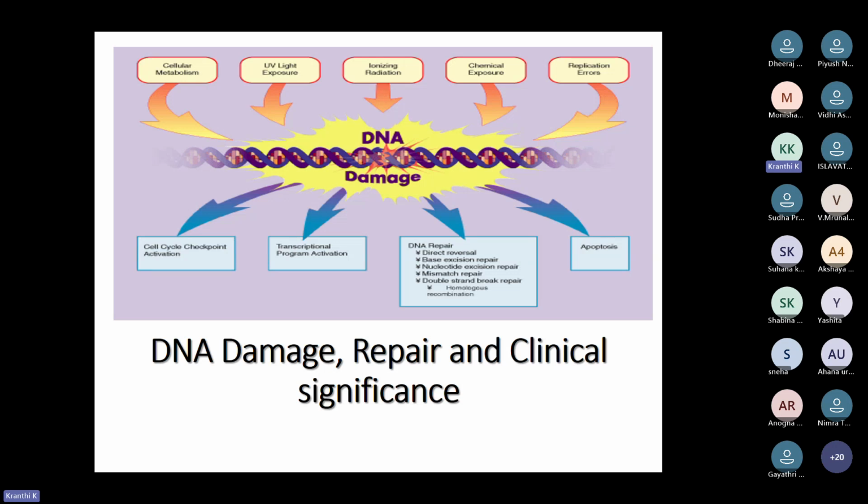DNA in cells is continuously exposed to endogenous and exogenous agents. So what are the endogenous and exogenous agents? For example, if you wander in sunlight, or if you are exposed to ultraviolet rays directly, or if you are exposed to some chemical agents, then automatically your DNA structure may be altered, right?